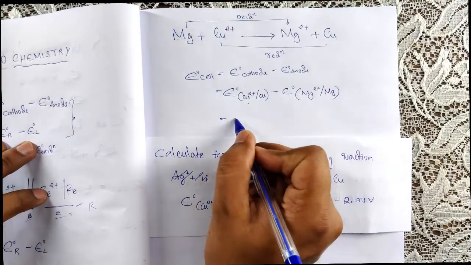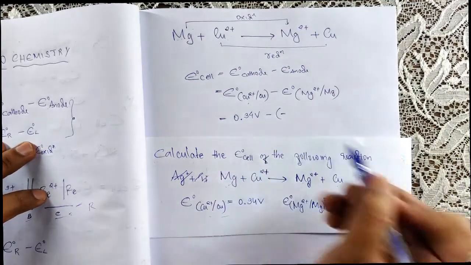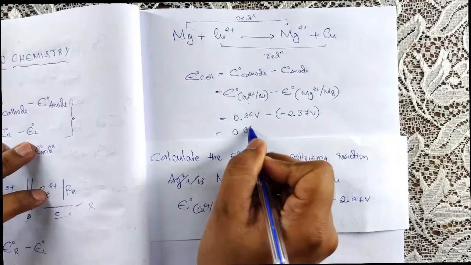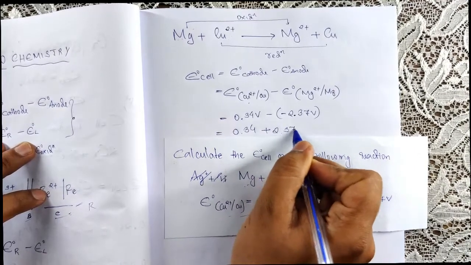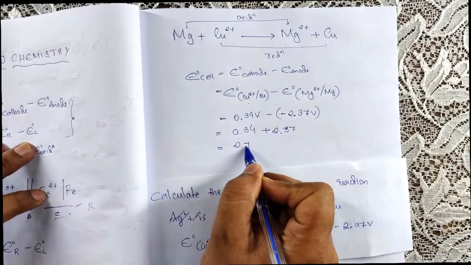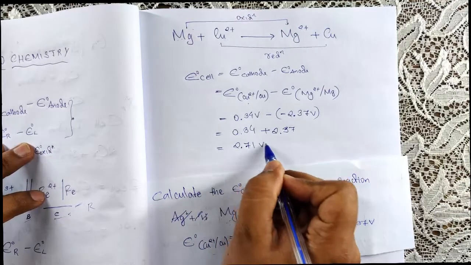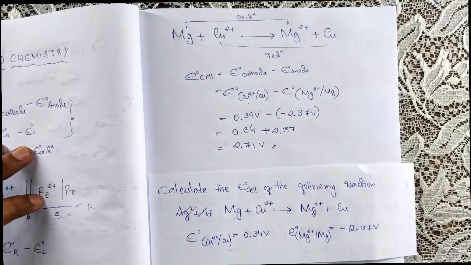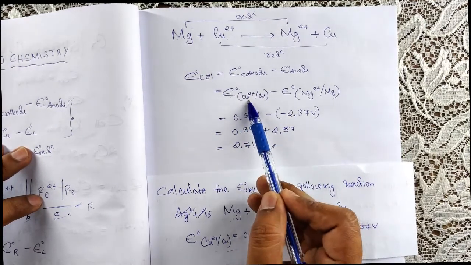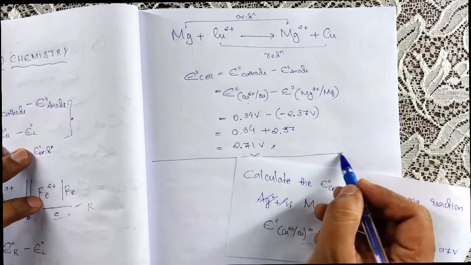Cu2 plus is 0.34 and minus 2.37 volt. So now you have 0.34 plus 2.37. So your value would be 2.71 volt. So your E naught cell will be 2.71. So here the formula I'm using is E naught reduction minus E naught oxidation. I hope you understand the problem.